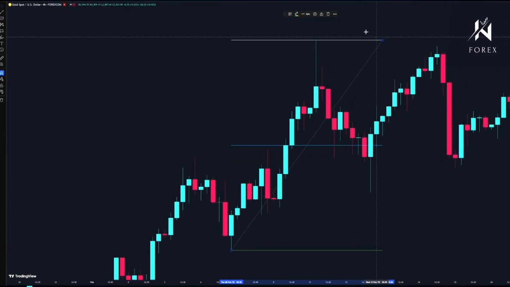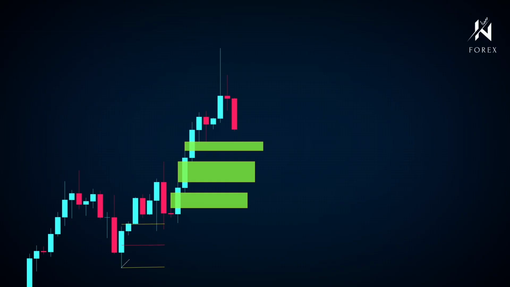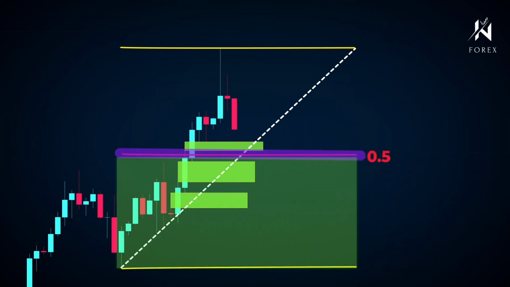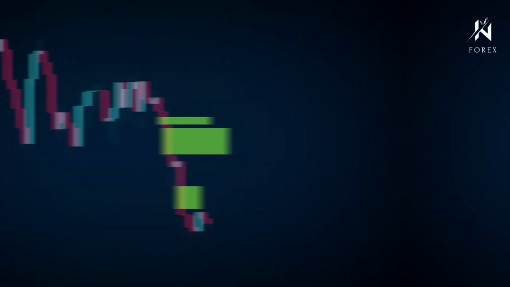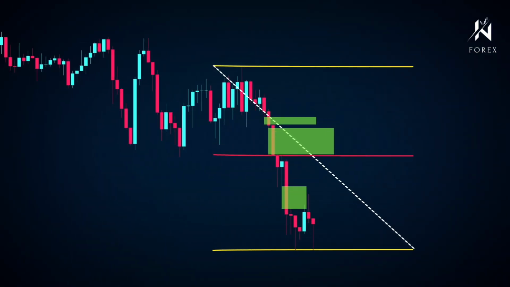Adjust the settings to include price levels at 0, 0.5, and 1. Then, drag it from the swing low to the swing high of the movement containing the gaps. The middle line acts as a divider, helping you focus on the fair value gaps in the bottom half, while disregarding those in the top. For short trades, reverse the process. Drag the tool from swing high to swing low and focus on gaps in the upper portion.